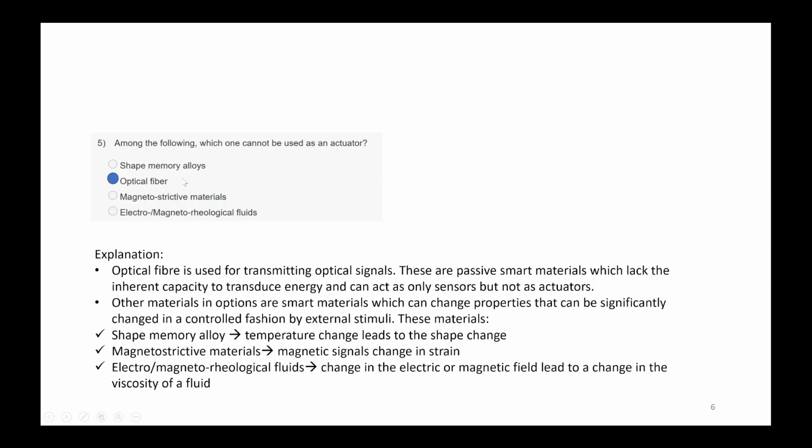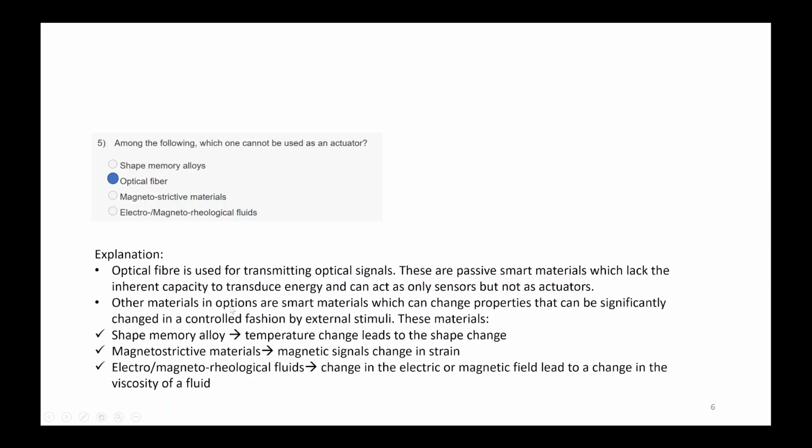Now question 5. Among the following, which one cannot be used as an actuator? Your options are shape memory alloy, second is optical fiber, third is magnetostrictive materials, or electro-magnetorheological fluids. The answer will be optical fiber. Optical fibers are used for transmitting optical signals, and these are passive smart materials which lack the inherent capacity to transduce energy. That's why they can act only as sensors but not as actuators.